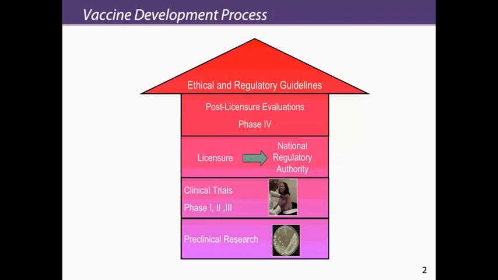Clinical trials that have positive results will end up finishing phase 3 studies and moving on to applying for licensure with the FDA. Once licensure is granted, phase 4 studies will continue to evaluate a vaccine once it's actually put into the general population. This entire process is governed by good clinical practice, GCP, but also good laboratory practice and good manufacturing practice. We're not going to spend a lot of time talking about GLP and GMP.